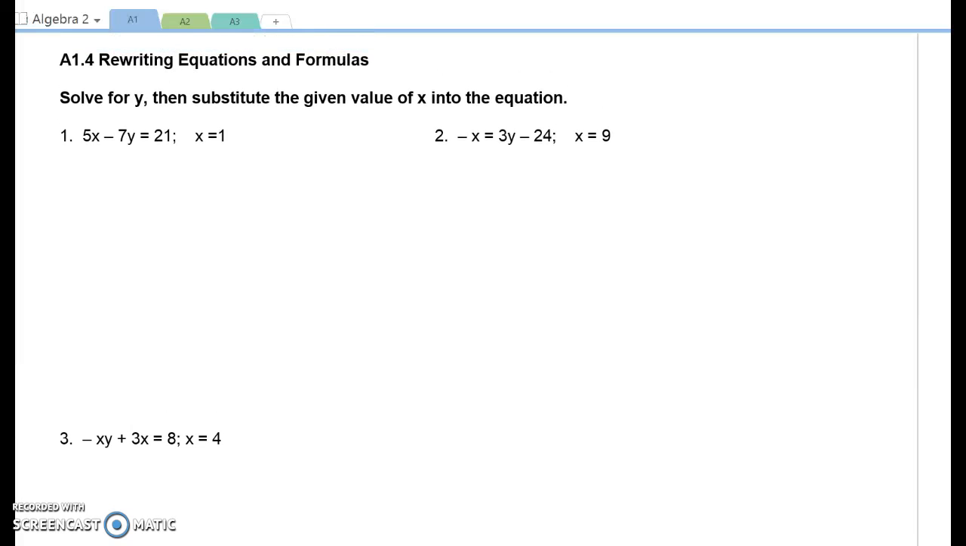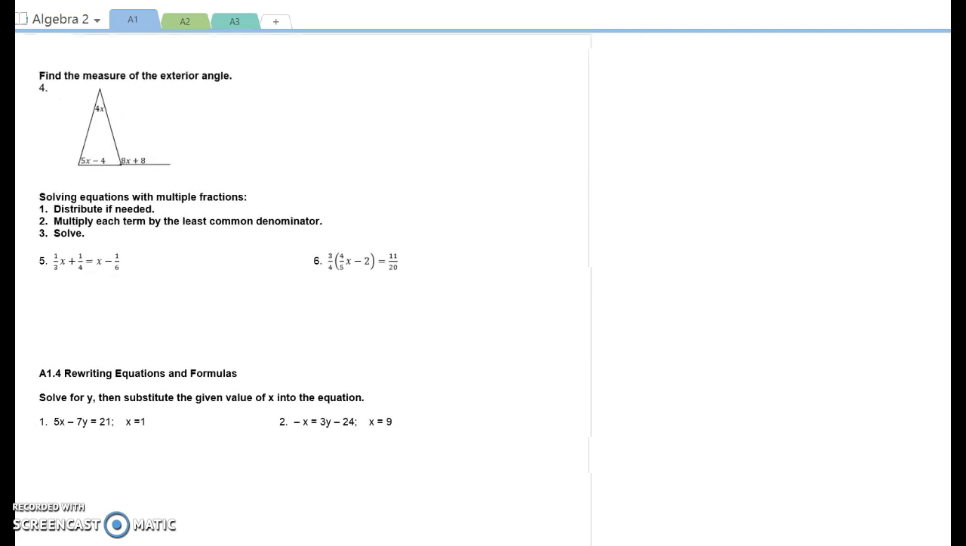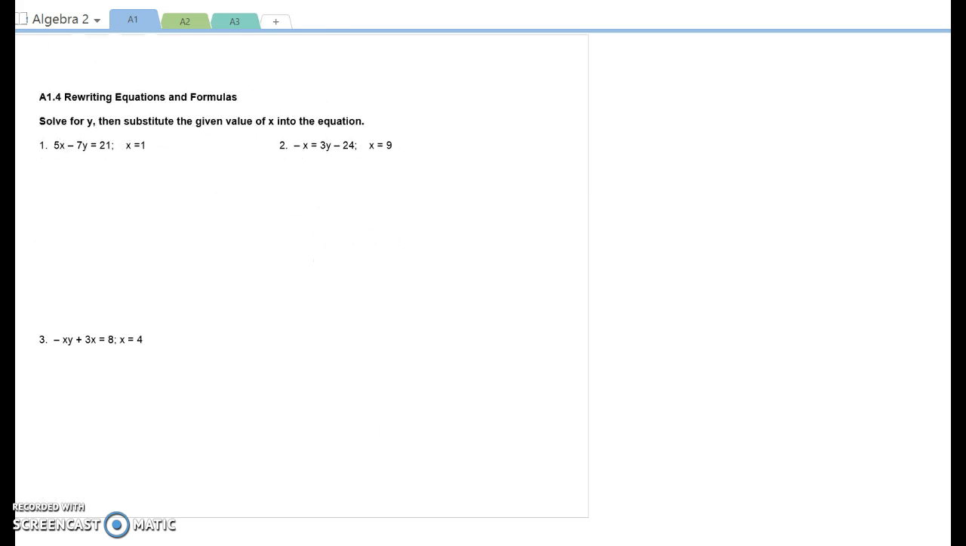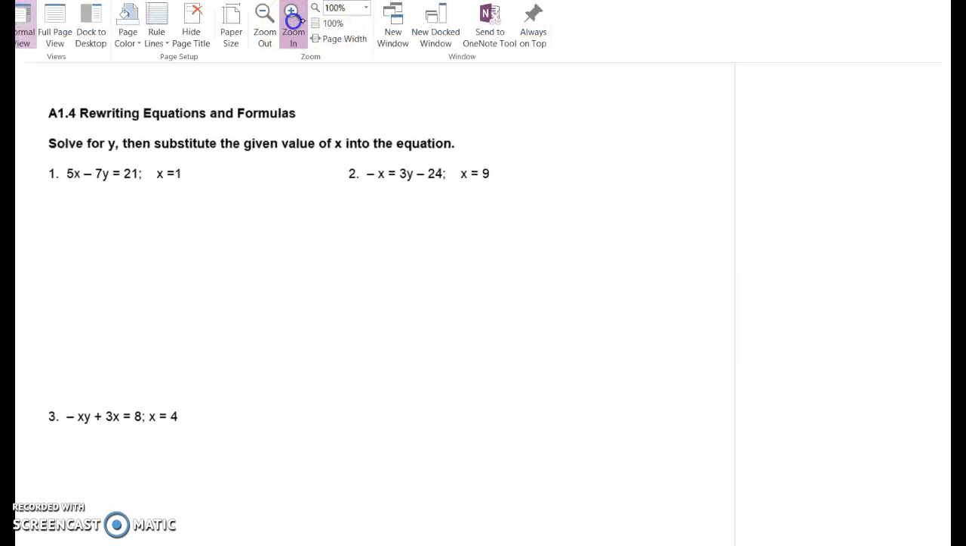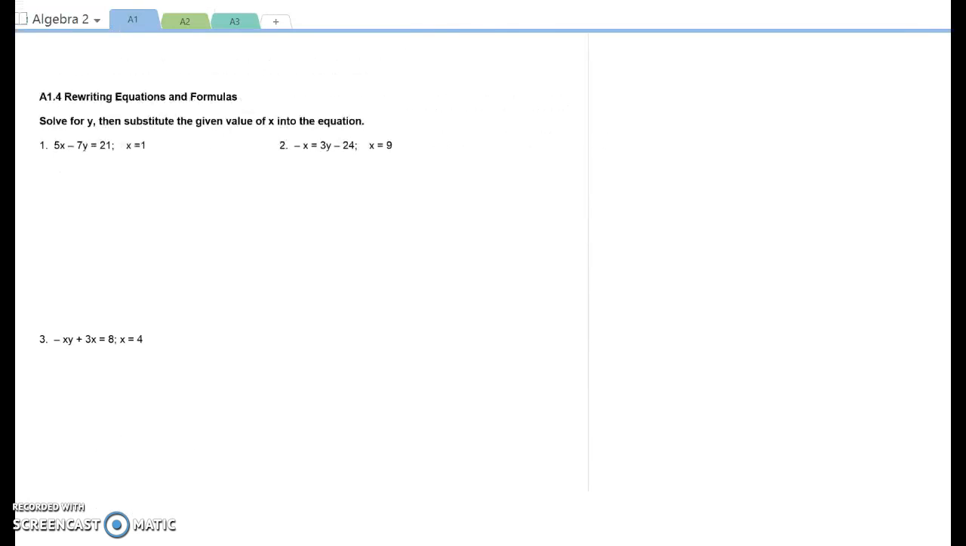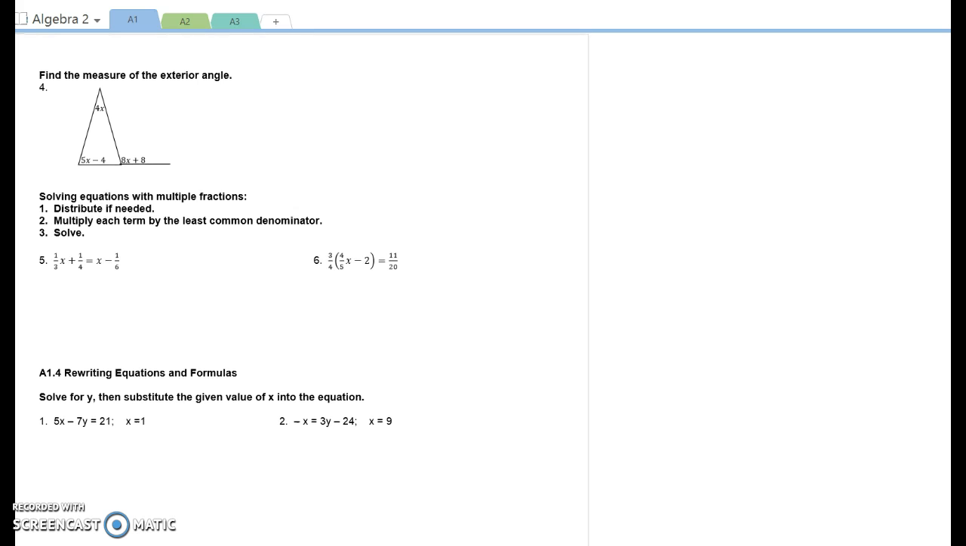Today we're going to be rewriting equations and formulas. It's going to be tempting to take a shortcut. I'm not going to let you take the shortcut. So in example 1, it says solve for y, then substitute the given value of x into the equation. Some of you would be tempted right now to plug 1 into x and then solve for y.